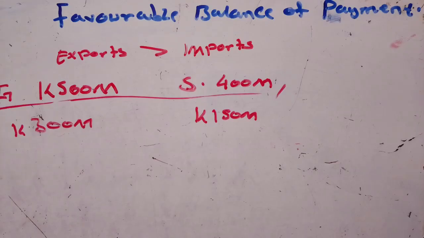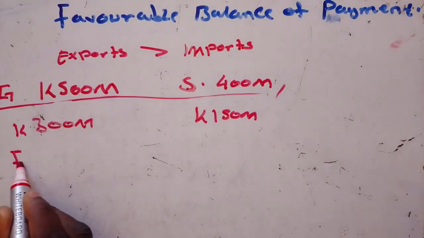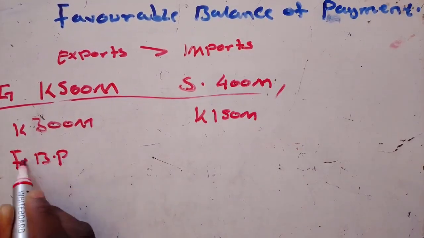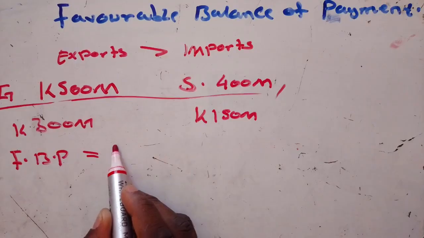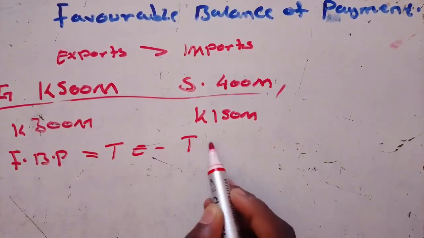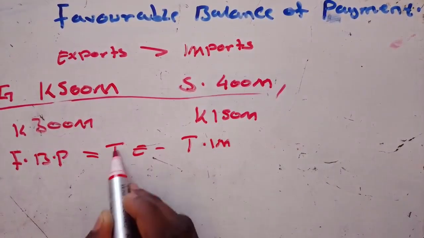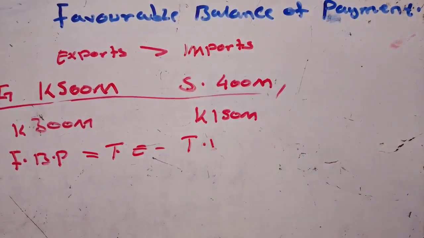So we know that favorable balance of payment, FBP, is given by the formula total exports minus total imports. Okay, so this is the formula, total exports minus total imports. So this I stands for imports and this E stands for exports. So let's now begin our mathematics.